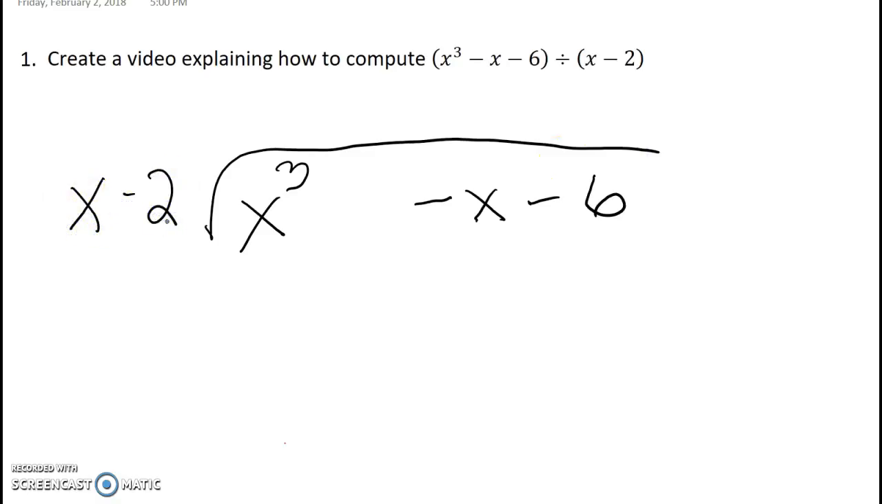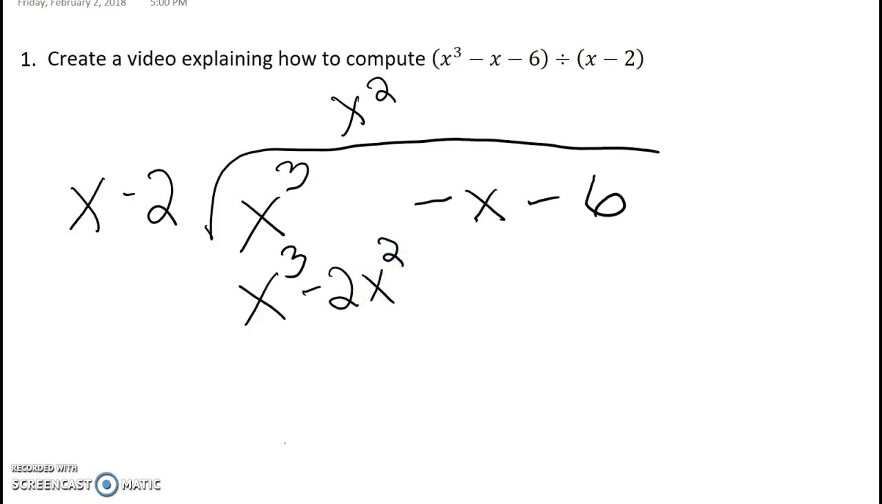First thing we're going to do is find out what we can multiply x by to get x cubed. And x times x squared will give us x cubed. Next step, we'll take this x squared and multiply by the binomial. X squared times x is x cubed, and x squared times negative 2 is negative 2x squared.